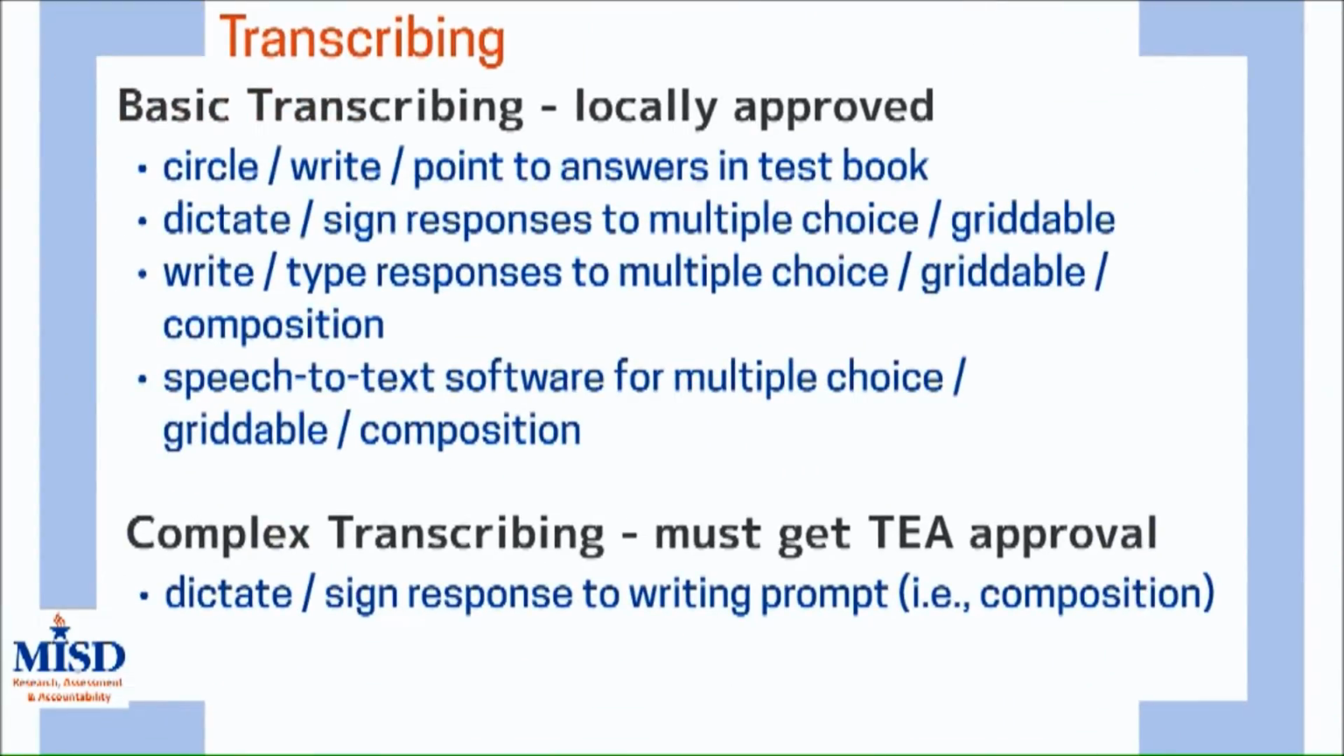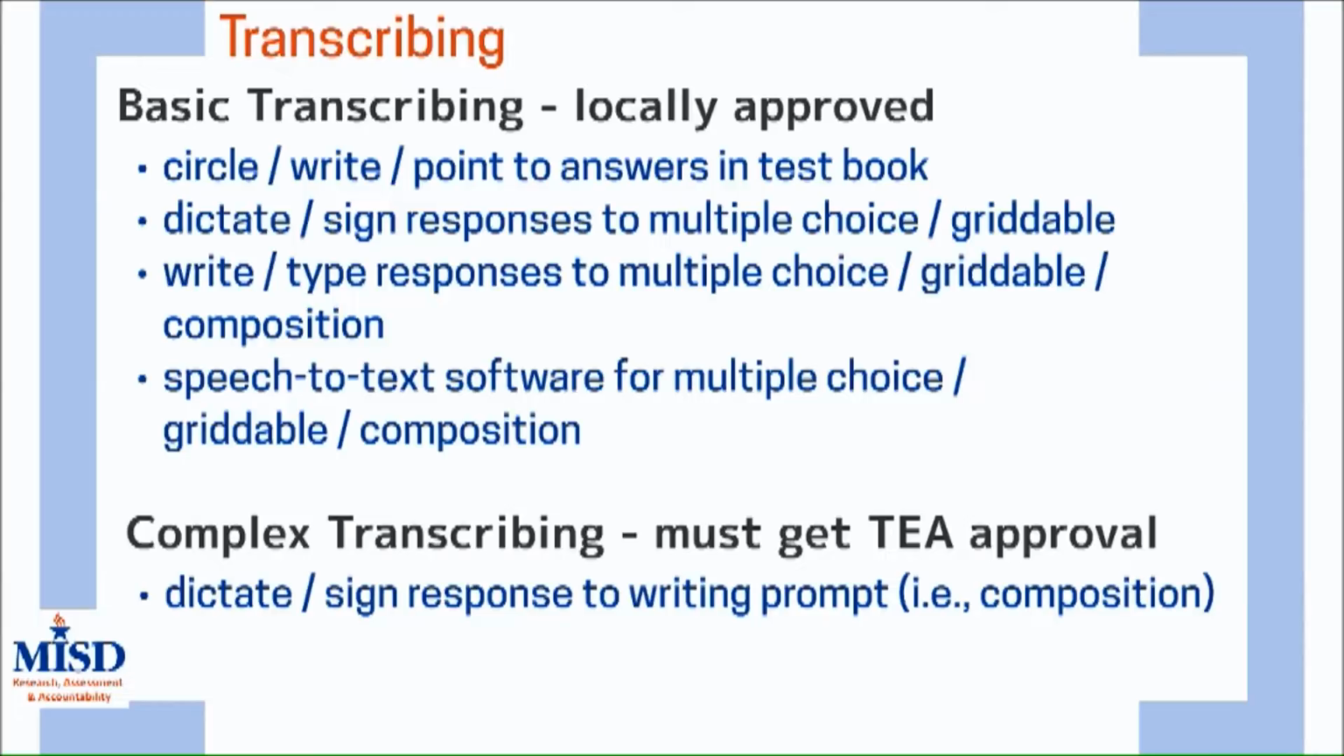Now we turn our attention to some designated supports that tend to be used more commonly in Mansfield ISD. The first of these is transcribing, which consists of 2 types: basic transcribing, which is simply a local decision, and complex transcribing, which requires TEA approval. This frame outlines the examples from the document for each support.